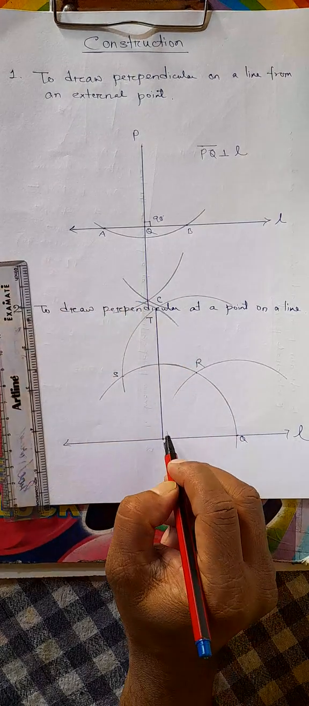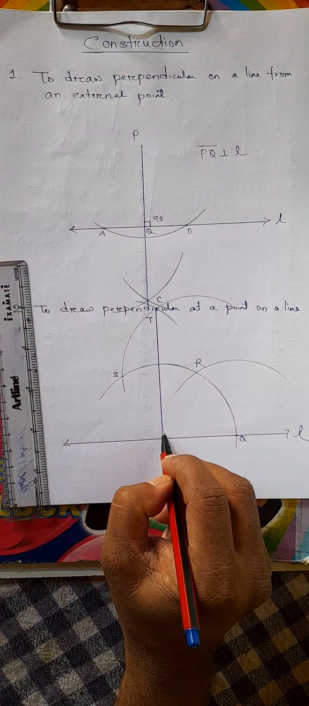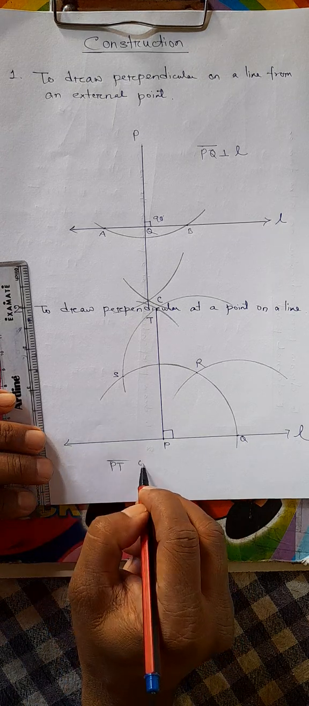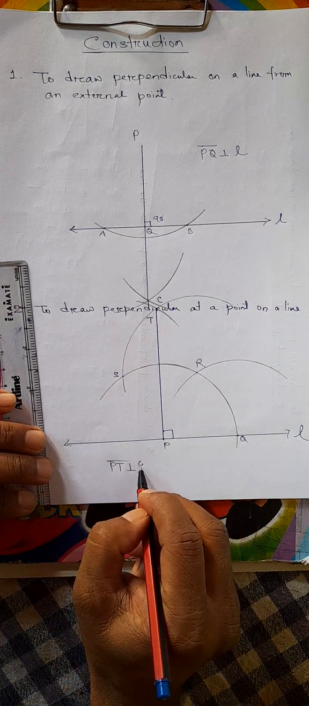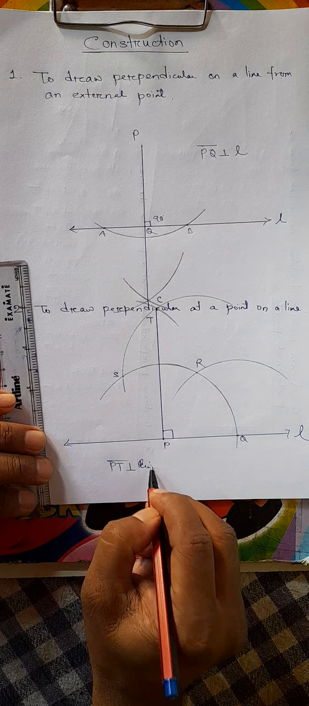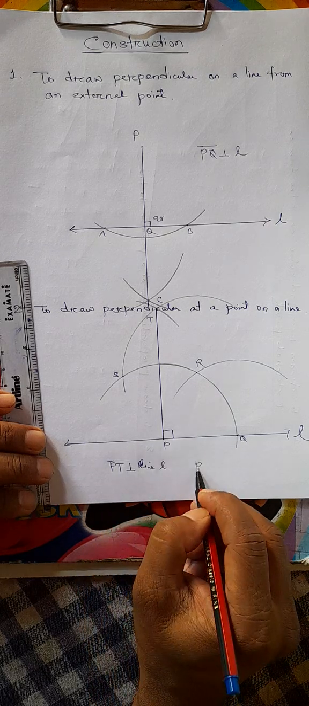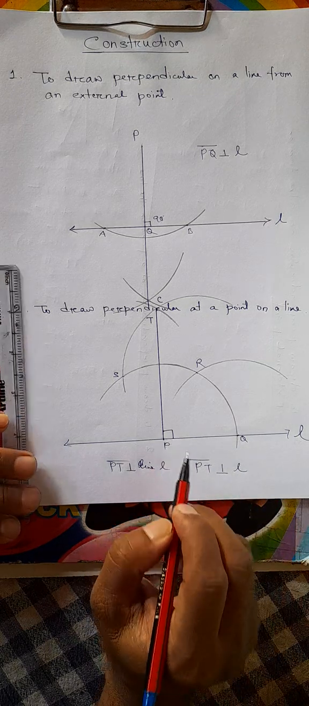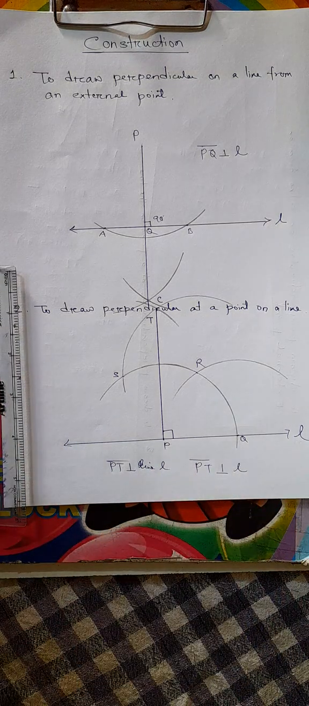Now this line PT is perpendicular to line L. Right? PT is perpendicular to L. This angle is 90 degrees. This is how we can draw a perpendicular at a point on a line.